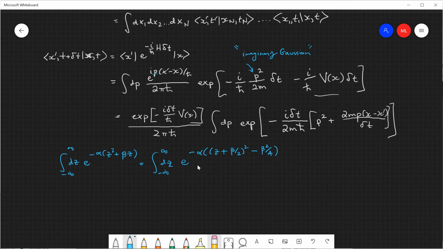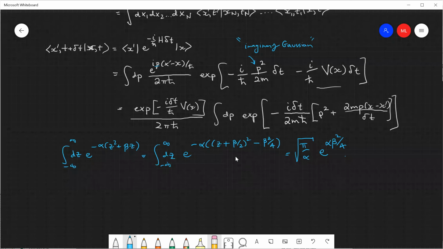So that's the idea. Then since z is integrated over all values anyway, the shift doesn't matter. So all the linear term does is just contribute an extra exponential factor. This is from the pi over alpha from the integral over z, and then you're left with this extra term that you introduced, where the minus signs cancel. It's just alpha beta squared divided by 4. So that's what you get.